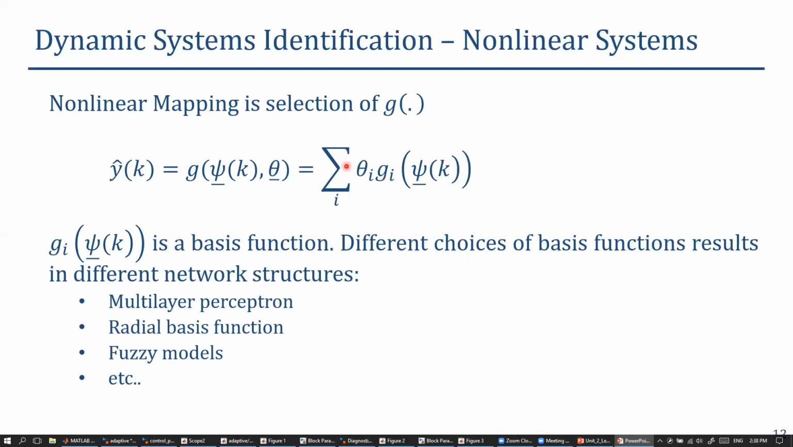Now we can choose the Gaussian basis functions, that means radial basis functions, RBF, or we can choose different ones, and then the network would be called differently, for example, multi-layer perceptron. In the fuzzy models, we would select basis functions that would be a set of partly linear functions. We will see that later, tomorrow, I guess.